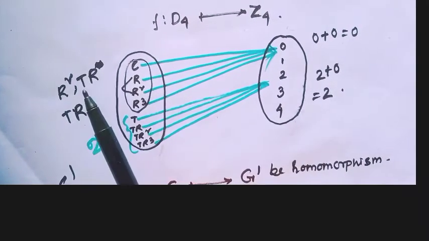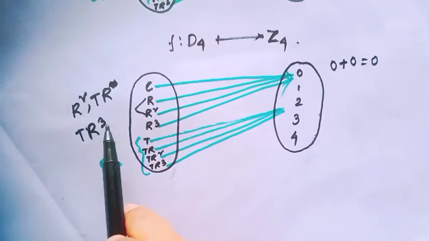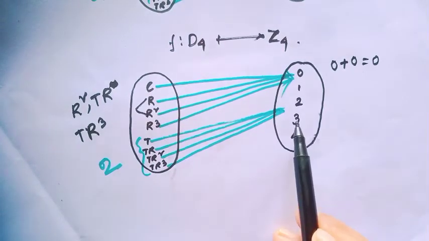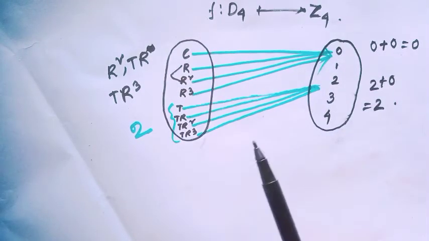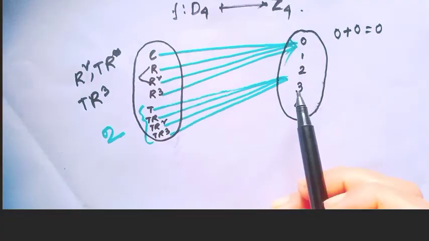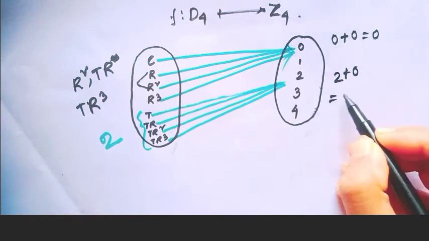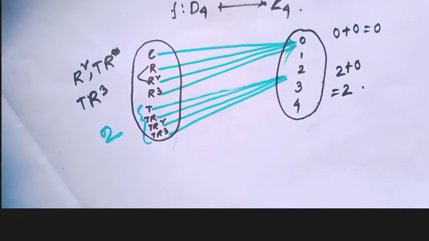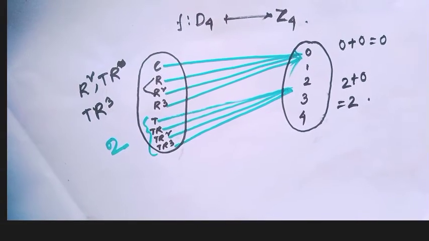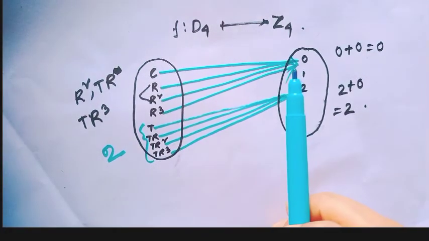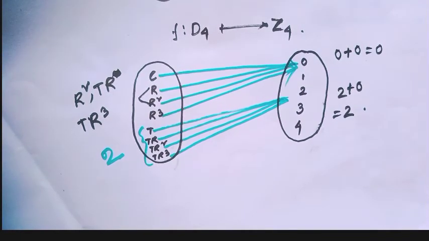If I take R square and TR, then the composition would be TR cube. And TR cube maps to 2, R square maps to 0, and TR maps to 2. And in Z4, 2 plus 0 always equals 2. This map always preserves structure. That means this map is always a homomorphism. But D4 and Z4 are not isomorphic to each other. They are homomorphic but not isomorphic.